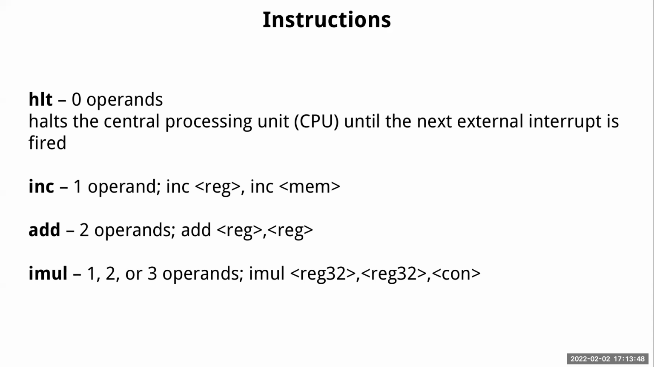Then there is an ADD instruction, which has 2 arguments. The 2 arguments can both be registers. In the Intel syntax we're using, or rather the AT&T syntax we're using, this is the name of the instruction, ADD. The first one is the source register, and the second one is always the destination register. So we are adding this value to this value, right? Then you have instructions like IMUL.